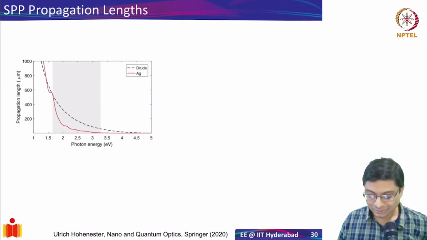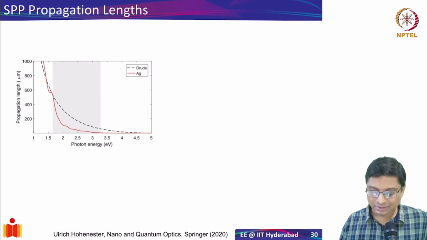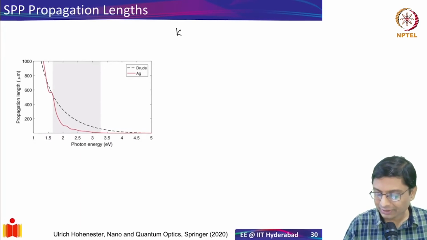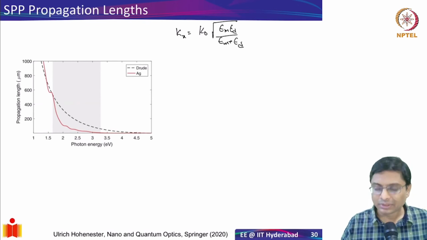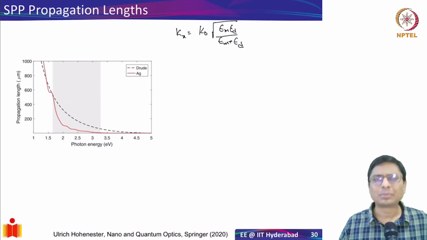Well, it also ties into what happens, okay, so far we have talked about the dispersion relation. So let's say kx equal to k naught root of epsilon metal times epsilon dielectric divided by epsilon metal plus epsilon dielectric. All right. So we just took the epsilon metal to be 1 minus omega p square by omega square. But that need not be the true case all the time.